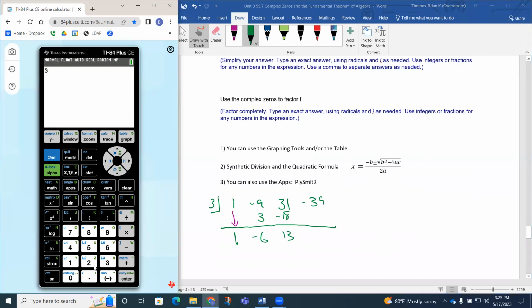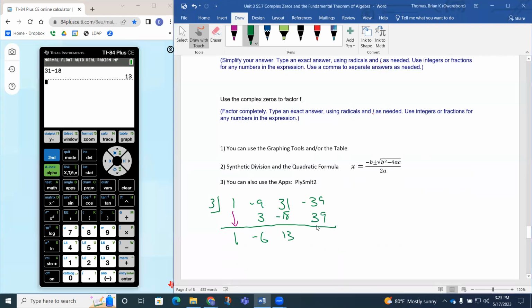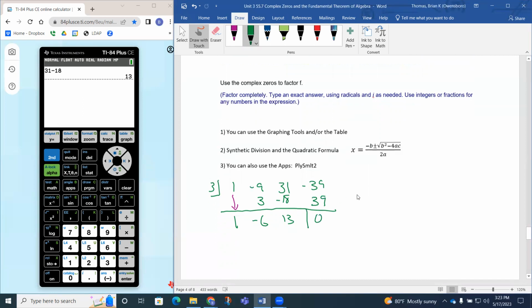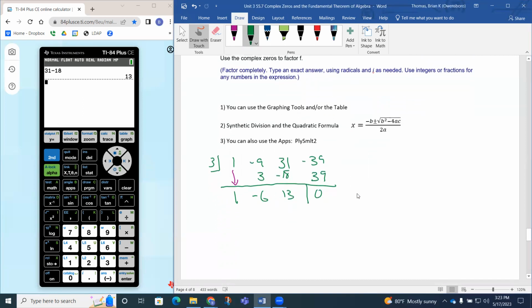31 minus 18. Since the signs are different, you subtract. Keep the sign of the larger one. 13. And 3 times 13 would be 39. So my remainder is 0. That's what we want, because if it's a zero, then it's also a factor. Since it was a degree 3, the quotient is going to become a degree 2: x squared minus 6x plus 13 is equal to 0.